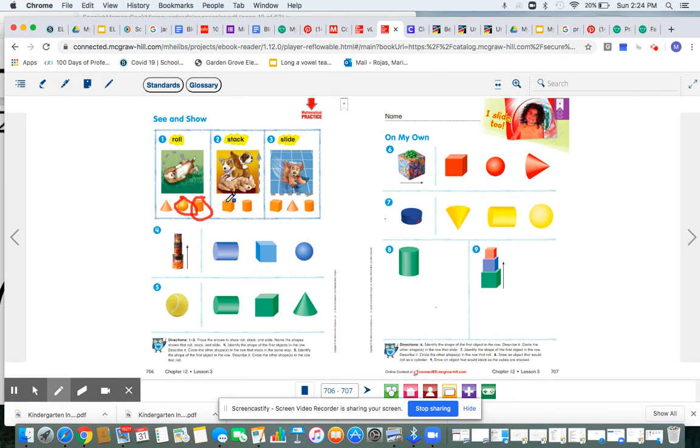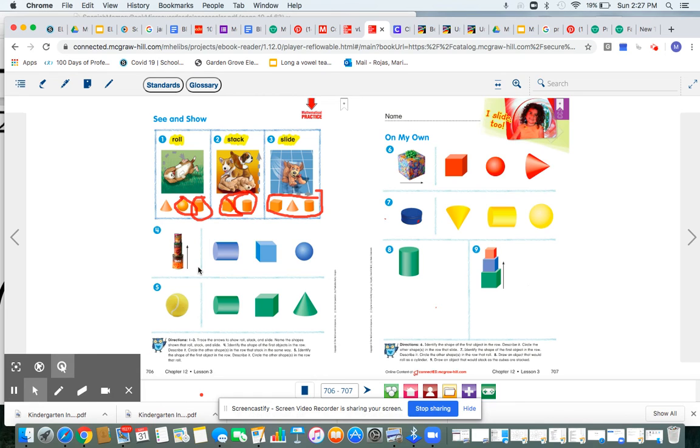Let's look here. Can I stack it? Can you stack it is when you put things on top. So if you can stack it, you're going to circle it here. So a cube and a cylinder can get stacked. Can you slide it? If I slide this, would it be able to slide? Yeah, they all have flat surfaces. So all of these can slide.